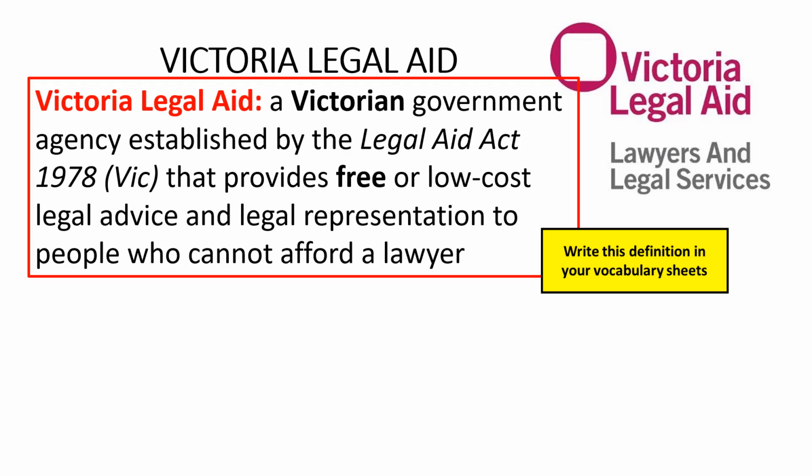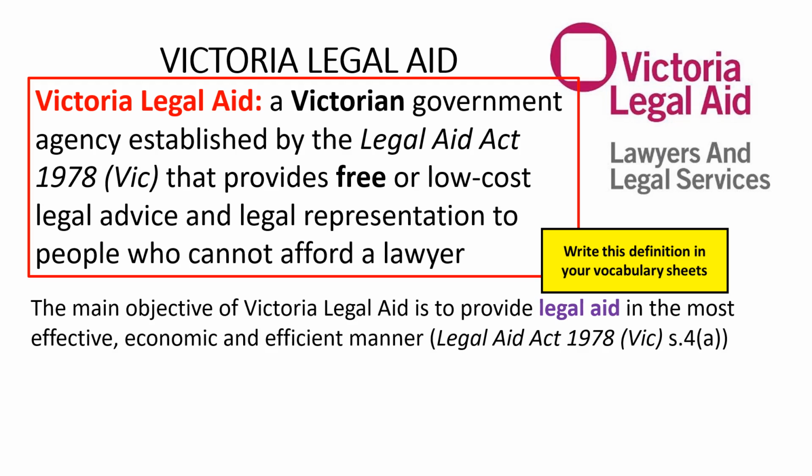It doesn't provide legal advice or legal representation to people in other places. Perhaps unsurprisingly, the main objective of Victoria Legal Aid is to provide legal aid, and it's required to do this in the most effective, economic and efficient manner. That objective is set out in Section 4A of the Legal Aid Act. Victoria Legal Aid also has other functions.